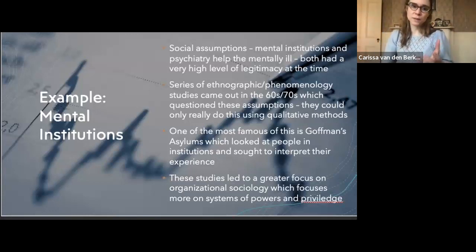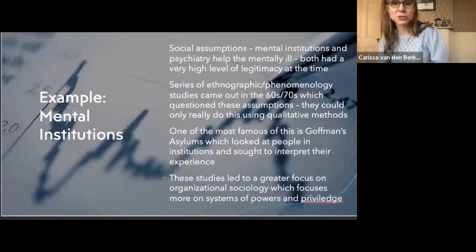And this is what these types of studies did. They questioned these assumptions. And they did this using, a lot of times, qualitative methodology, because you're able to be on the ground. You're able to see how things unfold over time. A famous one that's been done, and if you're really interested in mental health and mental institutions, like I was, and I have been, is Goffman's Asylums, which basically looked at people in institutions and sought to interpret their experience.